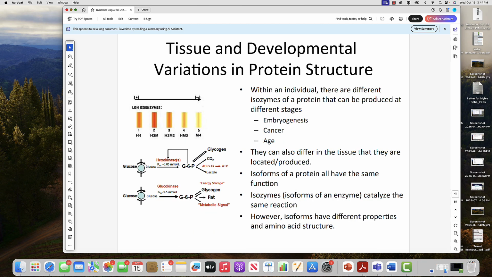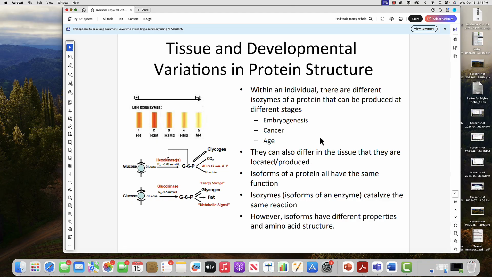All right, so tissue and developmental variations in proteins. Within an individual, there are different isozymes of a protein that can be produced at different stages, okay? Different tissues may express different unique isoforms of enzymes. That's what isozymes are, okay? And a great example is creatine kinase. It exists as CKBB in the brain, and in the skeletal muscle, it is CKMM. And in the heart, it's CKMB. So you have different isoforms or variants of creatine kinase.